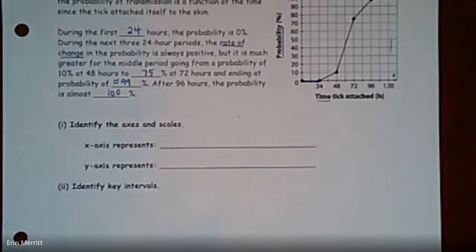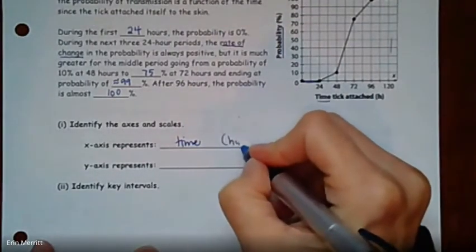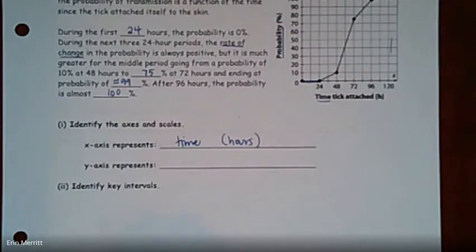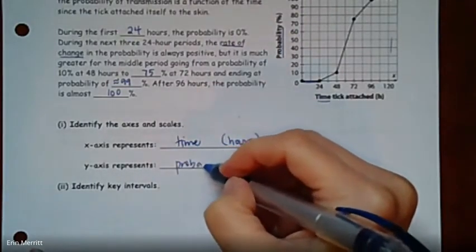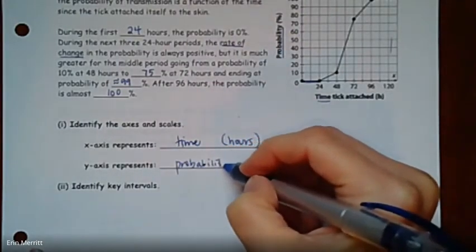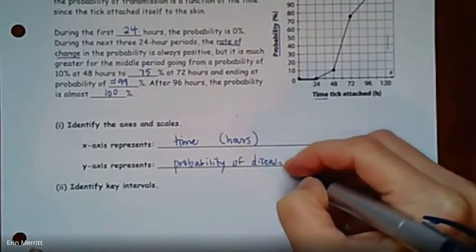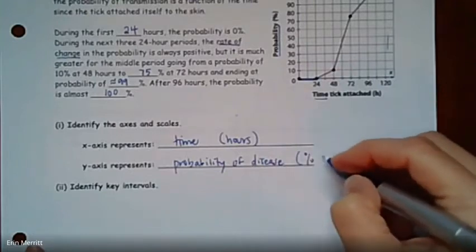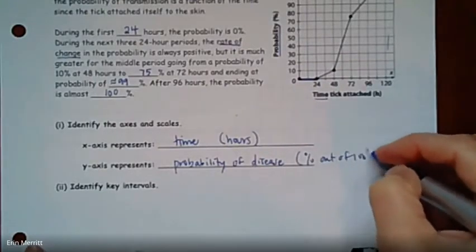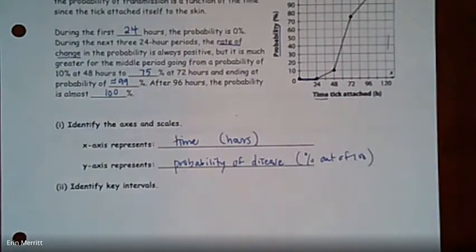All right, identify the axes and the scales. Okay, so on the x-axis, that is representing time. Right? And when we're saying the scales, we're talking in hours. The y-axis, that was the probability of the disease, and it's actually in a percentage out of 100. So they're not calculating it in terms of numbers of people, it's the percentage of people, right?